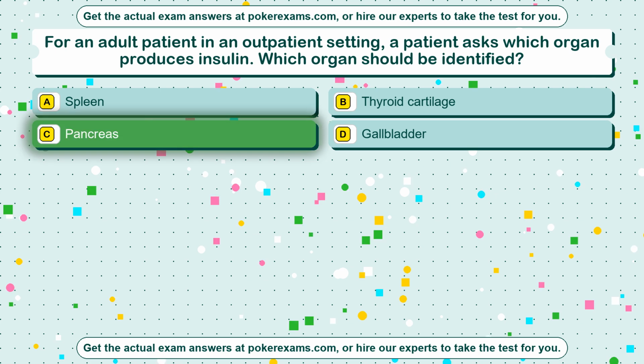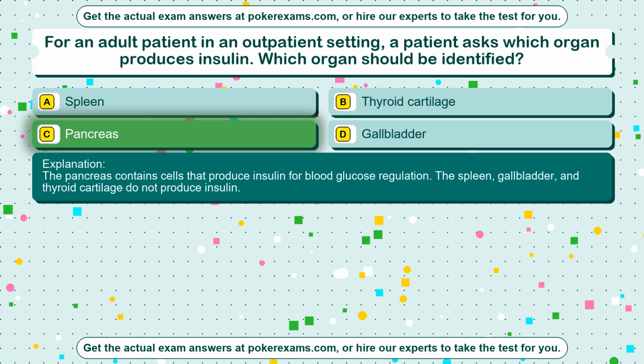The correct answer is option C, pancreas. The pancreas contains cells that produce insulin for blood glucose regulation. The spleen, gallbladder, and thyroid cartilage do not produce insulin.